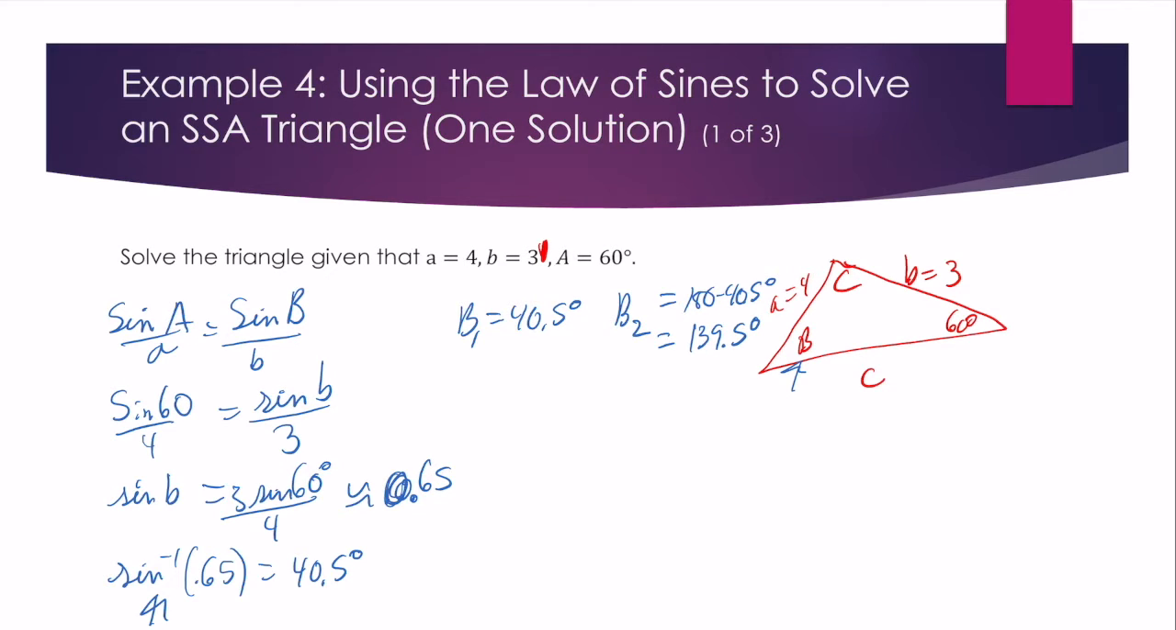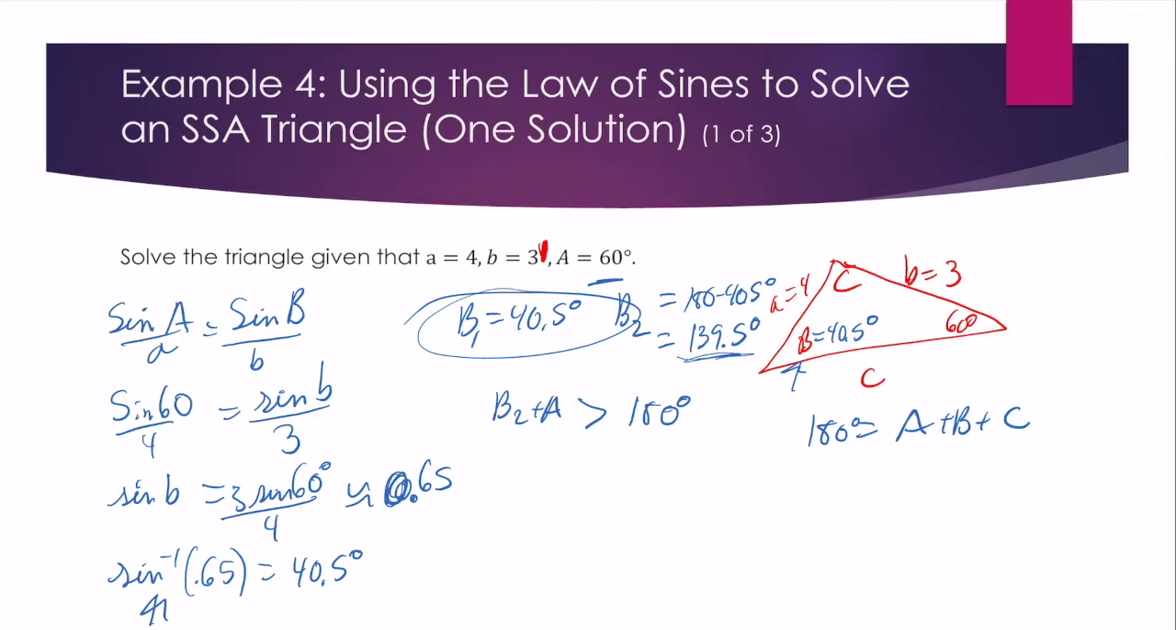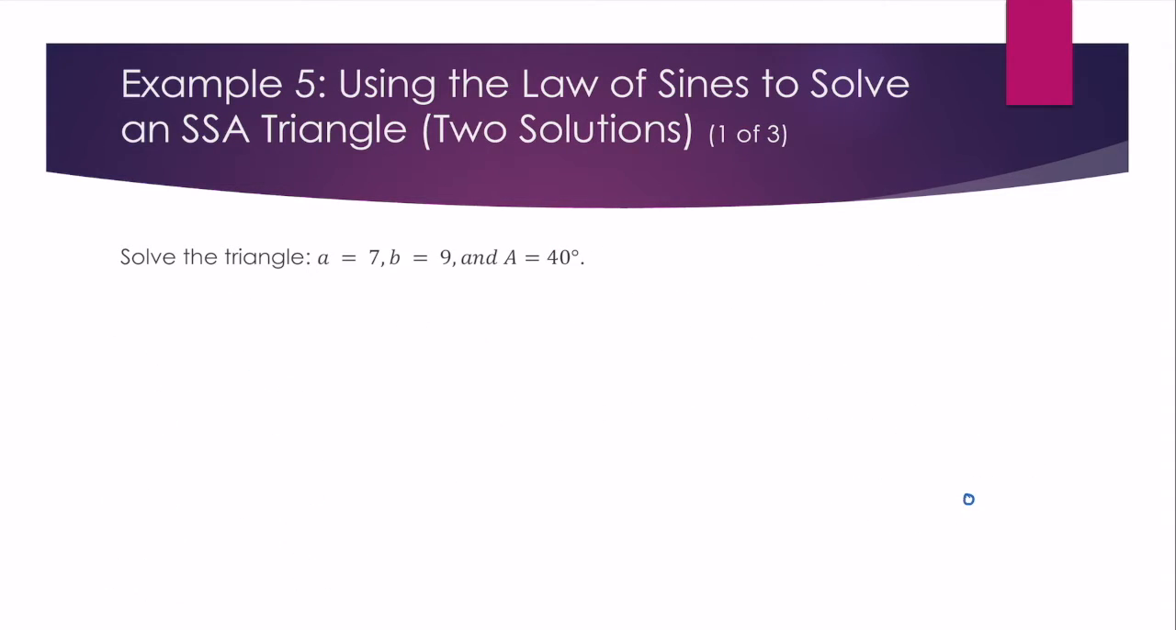So B2 is 139.5 degrees. Now, remember, all the angles of our triangle must add up to 180 degrees. B2 plus A, 139.5 plus 60, is greater than 180 degrees, which means it's not a triangle. So we're only going to have one triangle, and B is 40.5 degrees. Now we can find C, because 180 degrees is A plus B plus C. So 180 is 60 plus 40.5 plus C, and we find that C is 79.5 degrees.